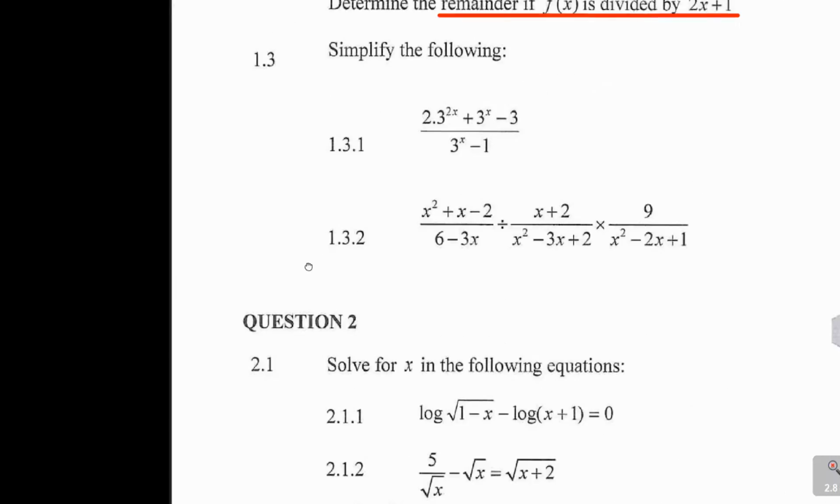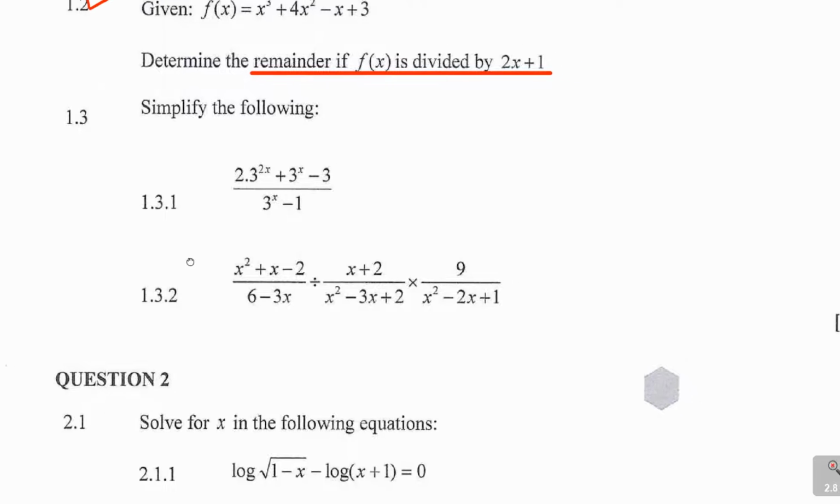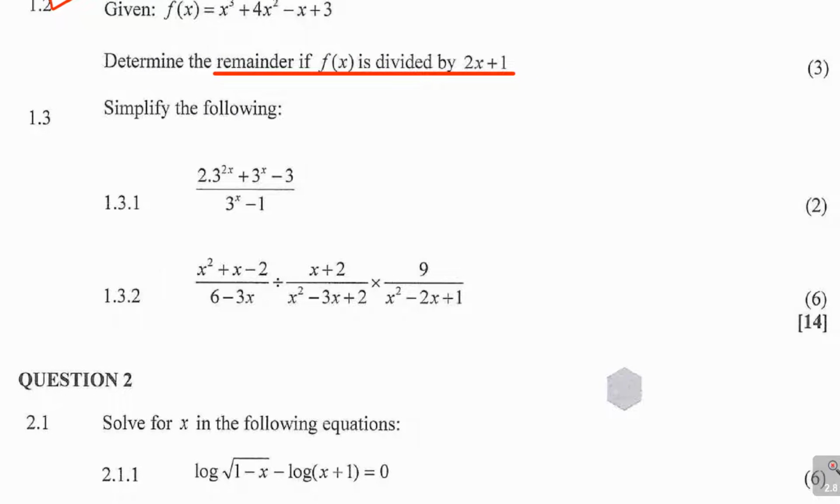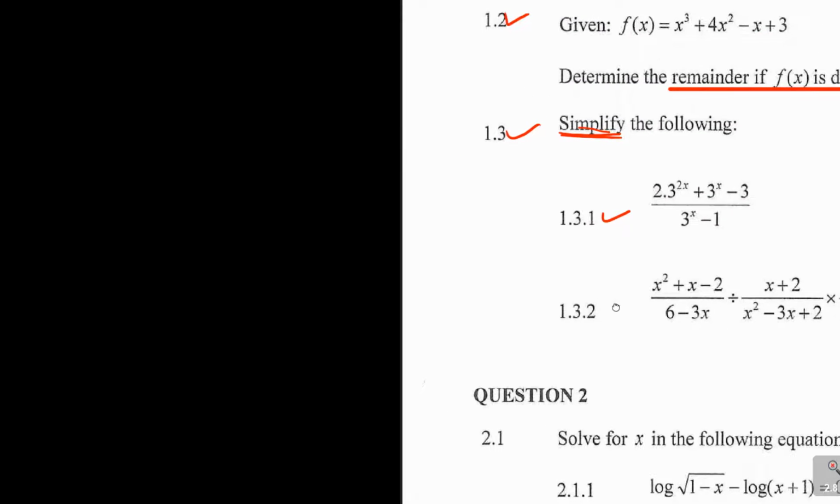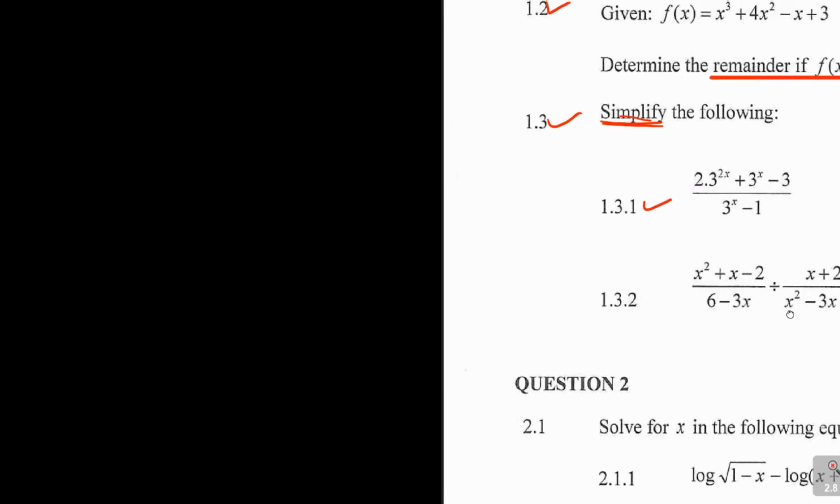Now, question 1.3. It's 2 marks, the first one. It says here, simplify the following. 1.3.1, that's what I'm dealing with here. This is 2 marks, so it mustn't be too long.